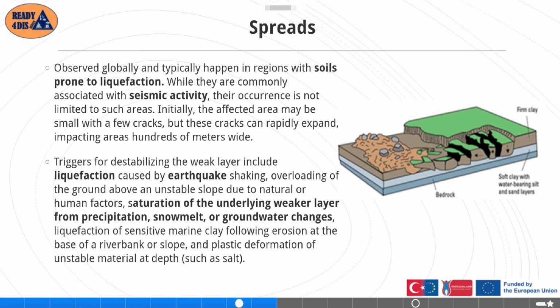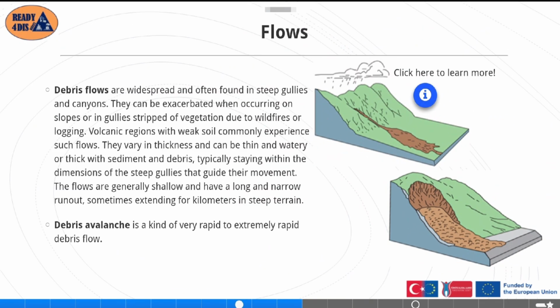Triggers that destabilize the weak underlying layer include liquefaction caused by earthquake shaking, natural or human-induced loading of an unstable slope, and saturation of the weaker layer due to intense precipitation, snowmelt, or changes in groundwater levels. Liquefaction of sensitive marine clay following erosion at a riverbank or slope base, and plastic deformation of weak deep-seated materials also accelerate this process.